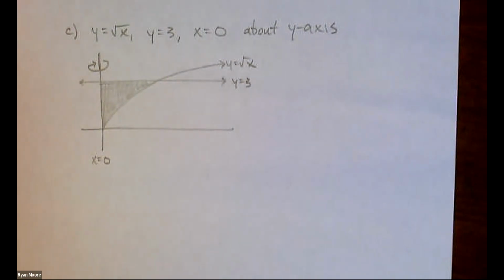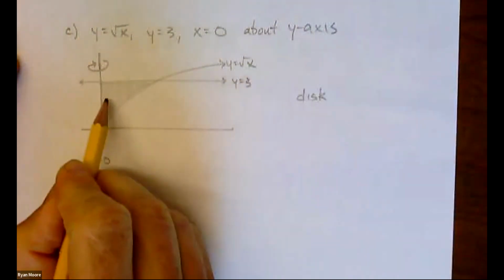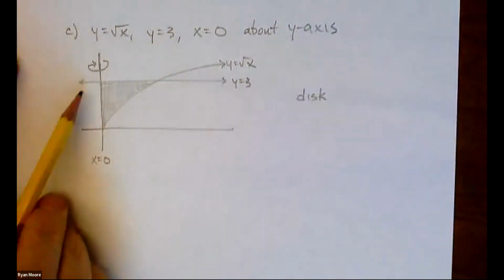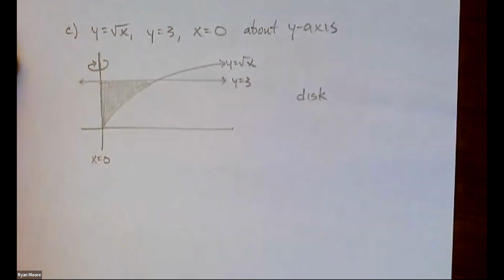All right, first question. Is this a disc or a washer? It is a disc. It's going to be solid all the way through. The region is bordering that axis all the way. There's no gaps anywhere.